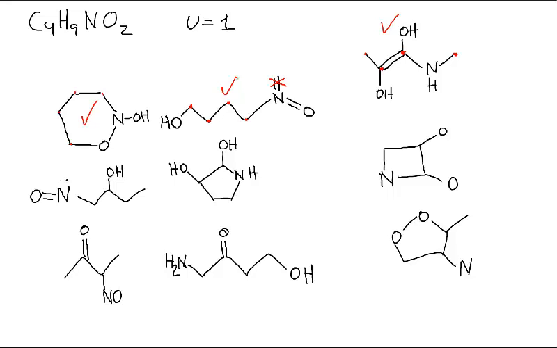All right. Down here to the left, I've got 1, 2, 3, 4 carbons. I've got a nitrogen, 2 oxygens, 1 degree of unsaturation. This one works. This next one here with the ring, I like that. 1, 2, 3, 4. Nitrogen, 2 oxygens. That works.